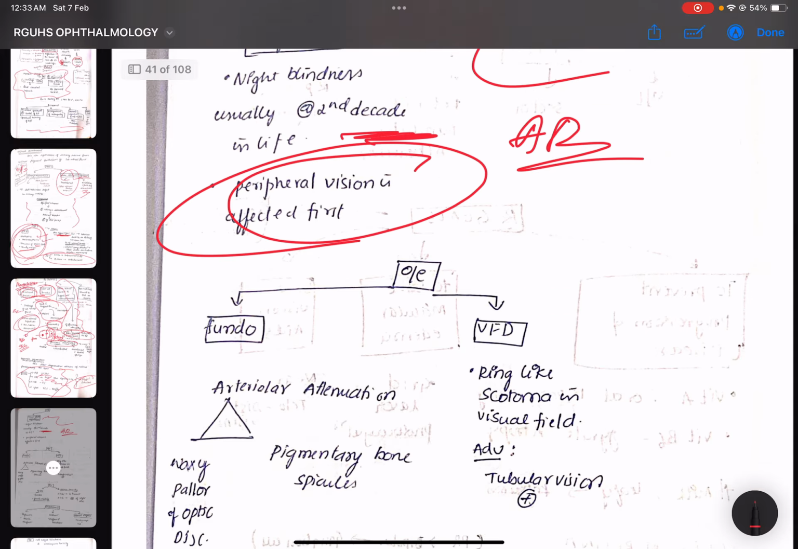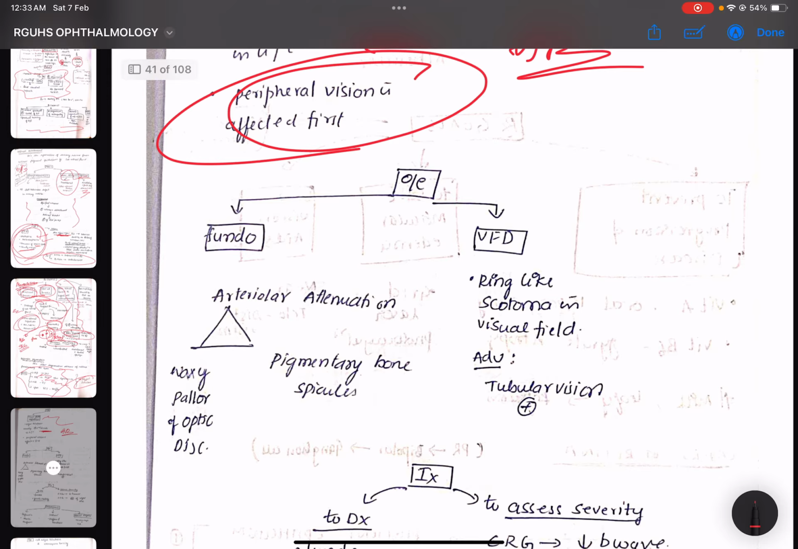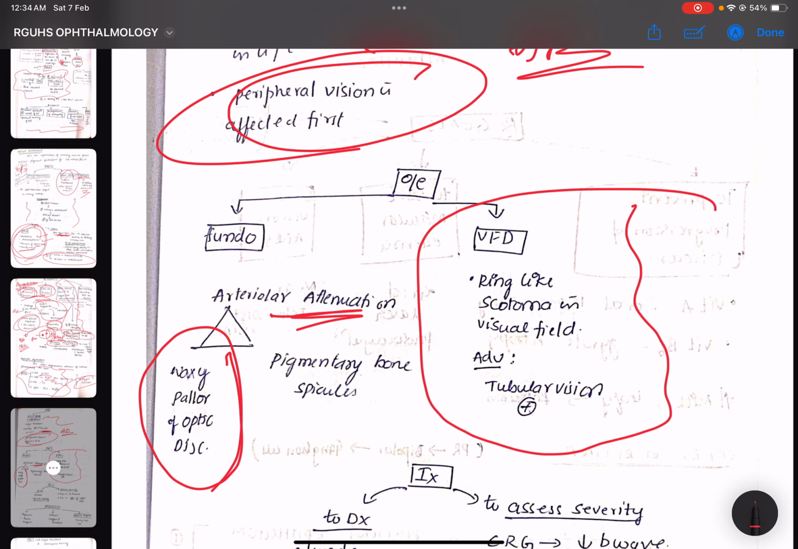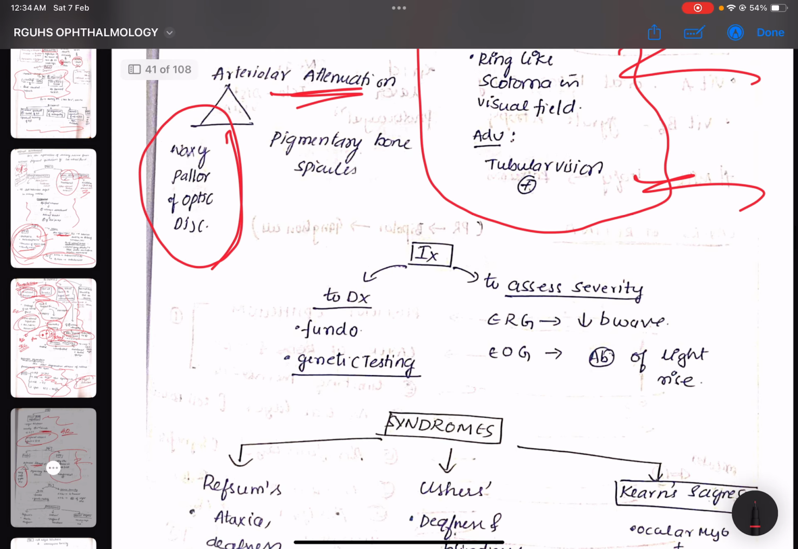Peripheral vision is affected first. So what is the triad which you need to know? Obviously arterial attenuation and also bony spicules. I am sure you all would have seen that image of black color things in the fundoscopy, and also waxy pallor of the optic disc. Again, these are the visual field defects which you see. About scotoma, you have to mention, and tubular vision also.